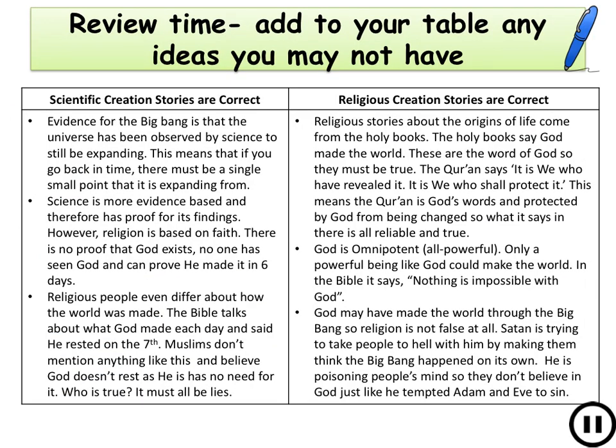Here are some of the answers that you could have got in your table. We'll start off with looking at scientific theories about the creation of the universe and see where we might be able to look for evidence to be able to prove that they're correct. The first bullet point that we've got there is the idea that evidence for the Big Bang is that the universe has been observed by science to still be expanding. This means that if you go back in time, there must be a single point that it's expanding from.